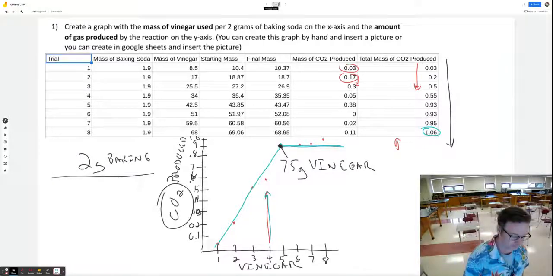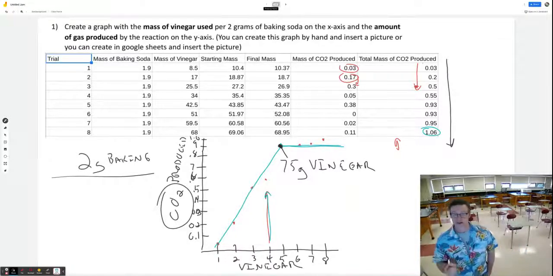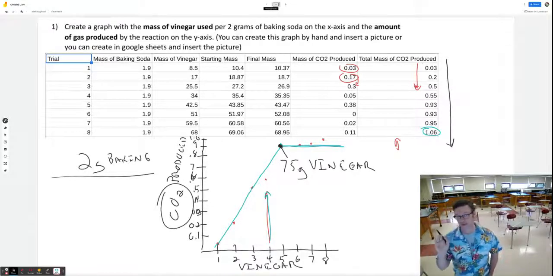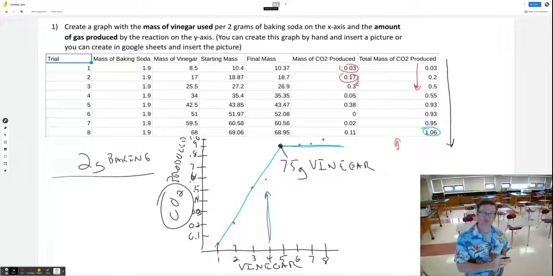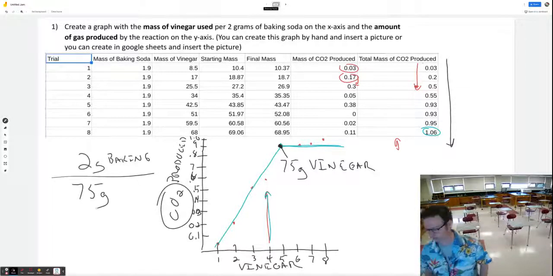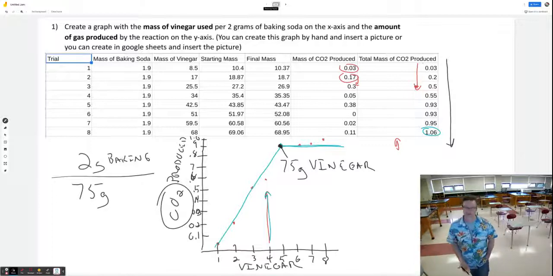Vinegar, that's a G. Okay, that point is the point at which you've made as much as you can with that amount of baking soda, and adding any more vinegar just adds weight. So let's say that's the point at which the slope changes. You would see that our ratio is 75 to 2 or 2 to 75.